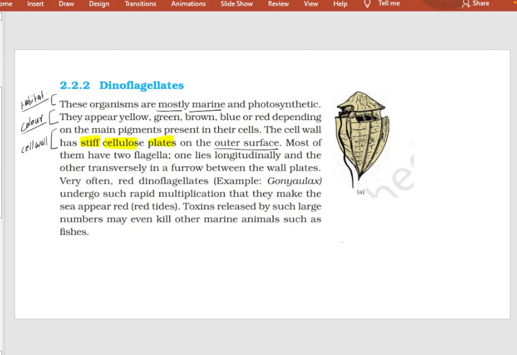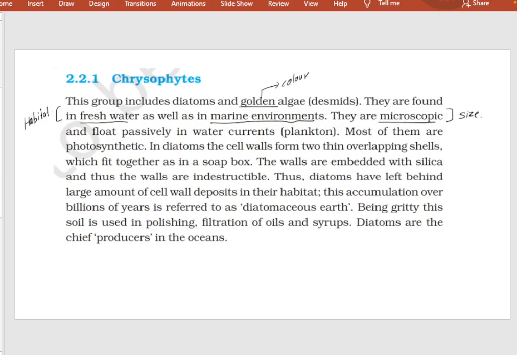This is about the cell wall of what? If you see the chrysophytes, see here what is there. Number is how many? 2. Okay. So nature is very, very thin, indestructible also. Arrangement is overlapping.